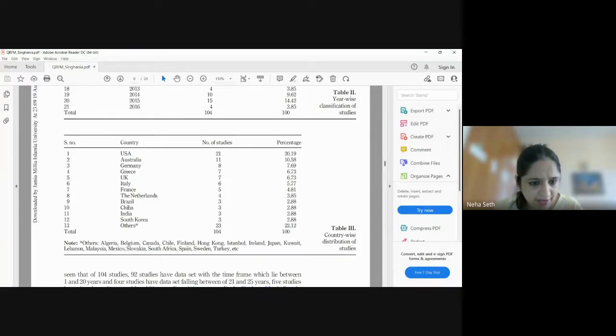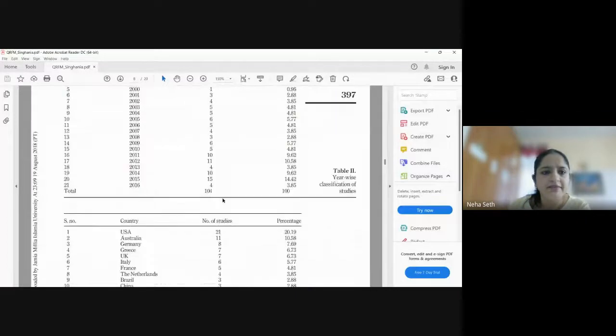India lies somewhere at 11th number, because many papers were collected, but there were 104 exactly related to the topic on which we wanted to work. Out of these exactly matched papers, there were three papers from India.